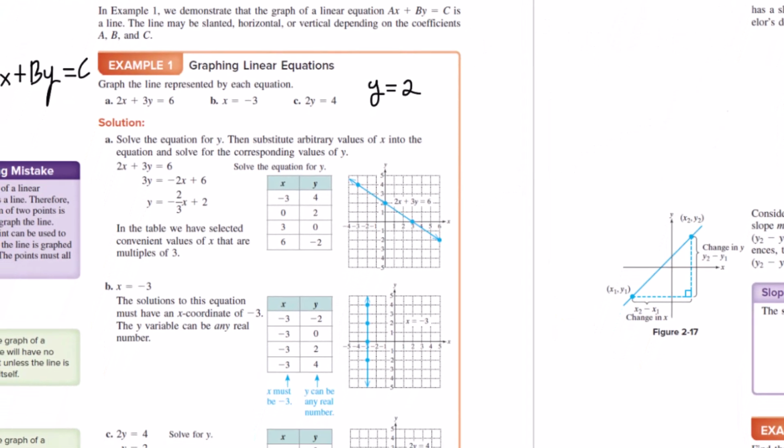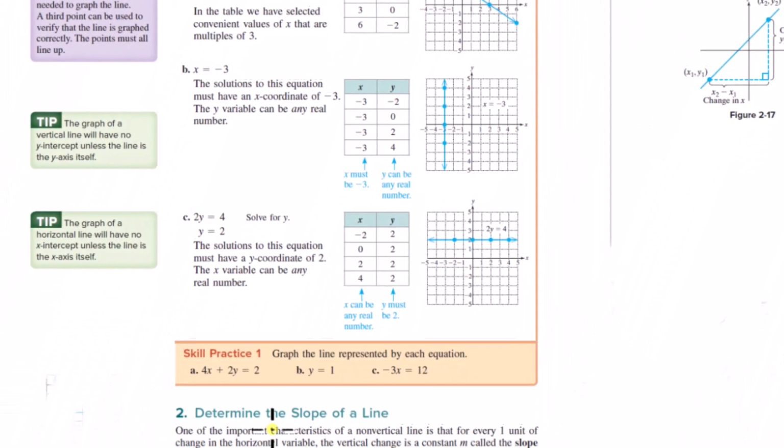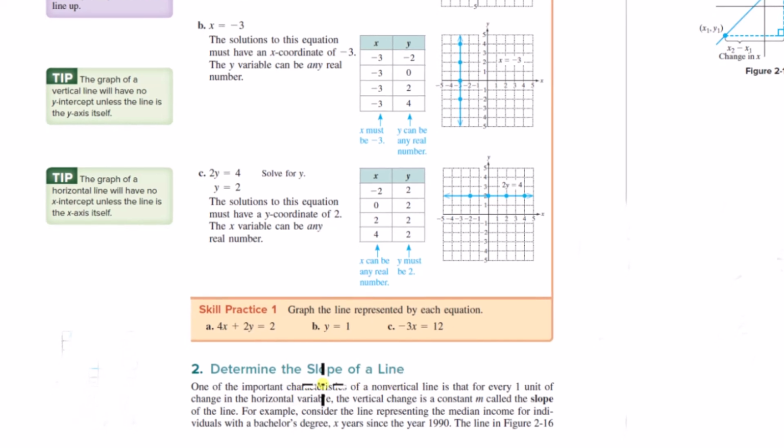Okay, next, we want to talk about the slope of a line. One of the important characteristics of a non-vertical line is that for every 1 unit of change in the horizontal variable, the vertical change is a constant m called the slope of the line.